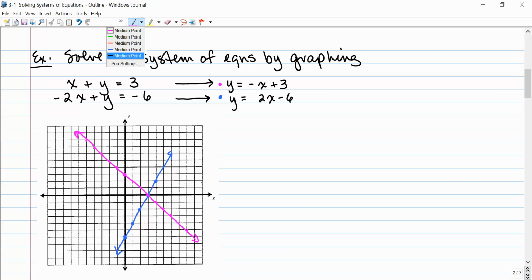And we are looking for that point right there where they intersect each other, and that is the point (3, 0). So that is the solution to that system of equations. Recall that means that when x is 3 and y is 0, both of those equations are true.